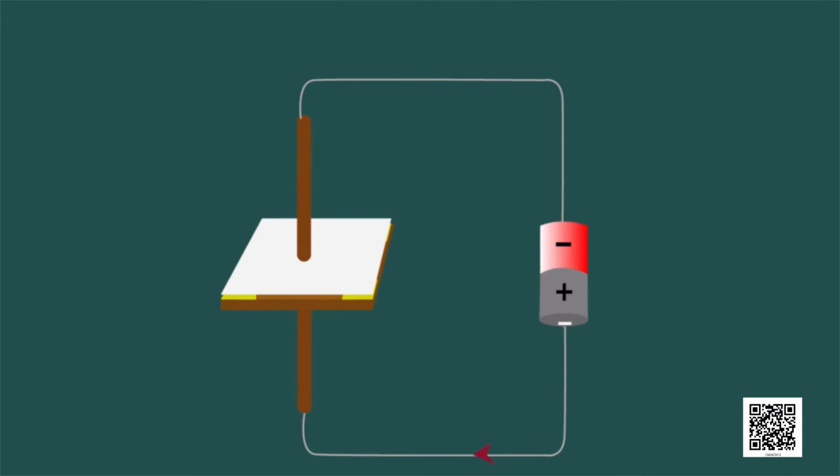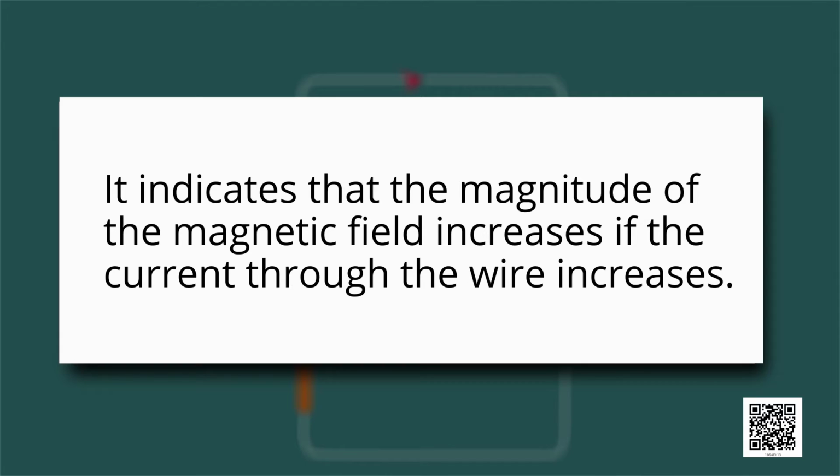Children, do you know what happens to the deflection of the compass needle placed at a given point if the current in the copper wire is changed? Yes, the deflection in the needle also changes. Secondly, if the current is increased, the deflection also increases. It indicates that the magnitude of the magnetic field increases if the current through the wire increases.